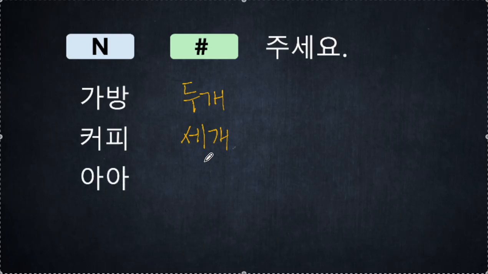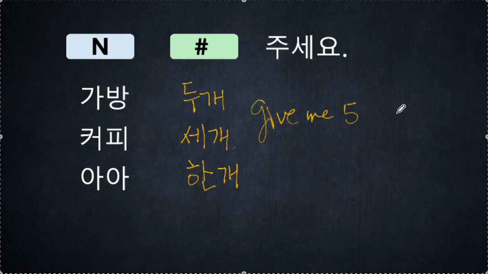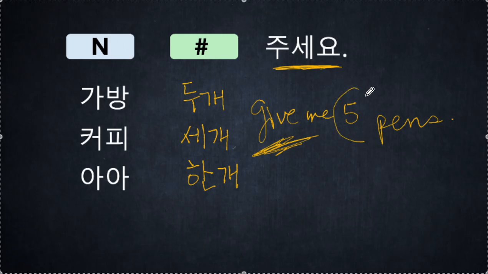한 개, if you want 1, 한 개 주세요. In English, it's like give me 5 pens, right? So it's a back order, right? We have to say 주세요 at the back, but English is front, and then the number. You will say in English, number and then the items, but we say item and the number.